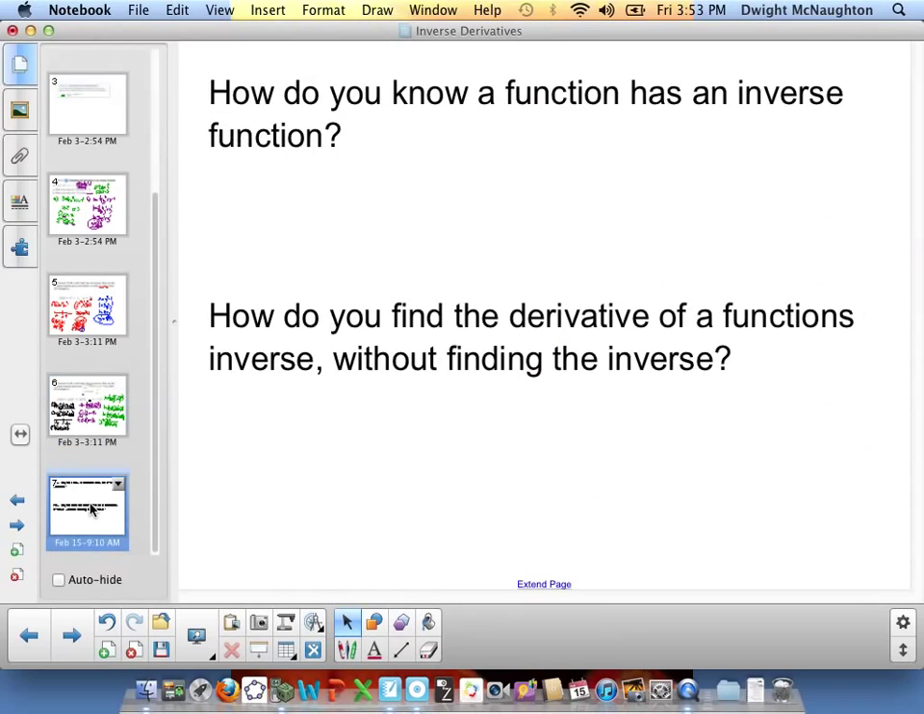All right, so in review, how do you know a function has an inverse function? It's monotonic. Take the derivative, and you see it's always positive or always negative. How do you find the derivative of a function's inverse without finding the inverse? Well, follow the inverse rules. Switch x and y, but instead of solving for y, differentiate it implicitly.